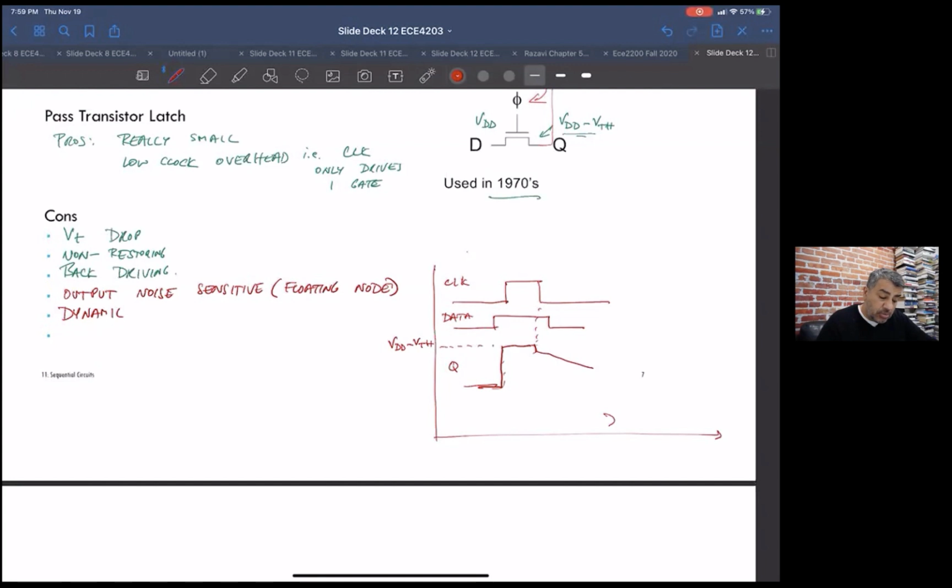So basically, you can think of it as a dynamic circuit. You can't keep the value there statically. You have to periodically go back and recharge it dynamically. That's because of leakage.